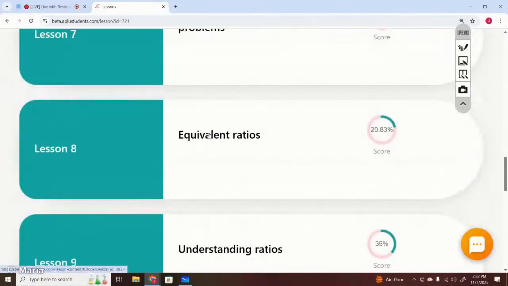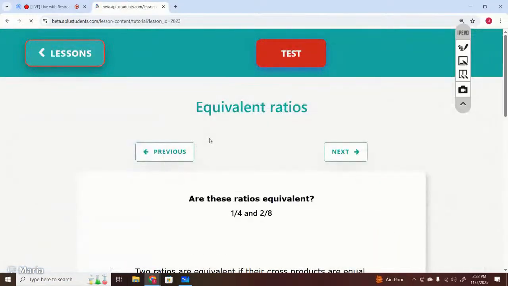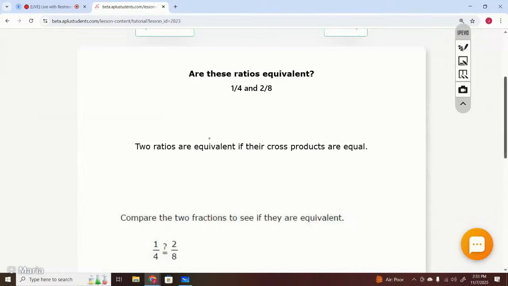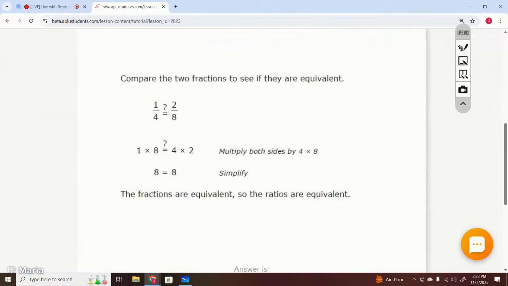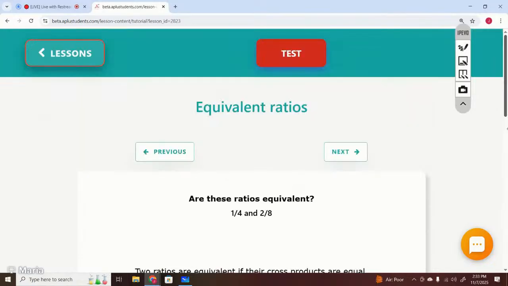Equivalent ratios. Let's just start with the lesson. Are these ratios equivalent, 1 by 4 and 2 by 8? So try making their denominators the same. You can do the cross multiplication also, right? So let's just cross multiply them. 8 times 1 is 8 and 4 times 2 is 8. So both sides are exactly equivalent. The ratios are equivalent. Let's just start with questions.